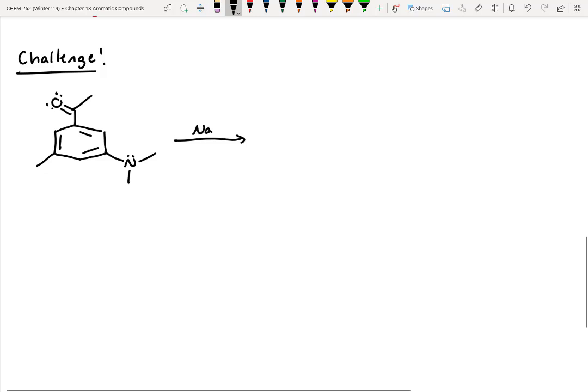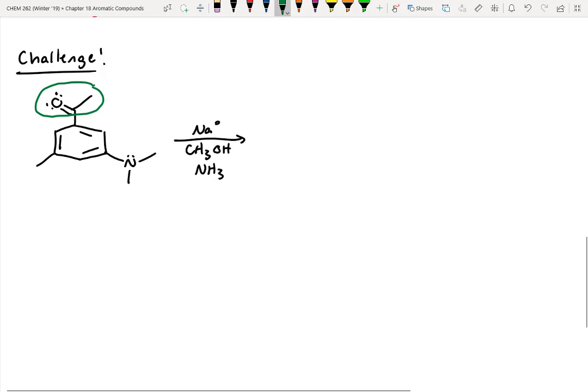So let's do a Birch reduction with this. And I want you to predict what the product will be for this reaction. Well, what we've got to do is analyze each of the substituents coming off, right? So let's just piecemeal this and focus on one at a time. Is this group going to be electron donating or withdrawing?